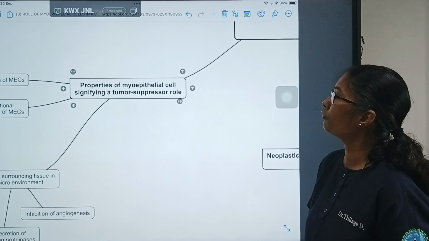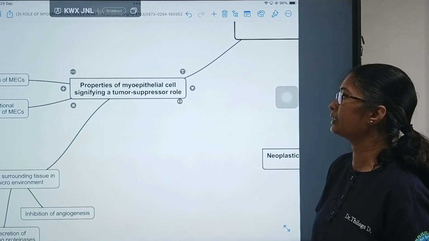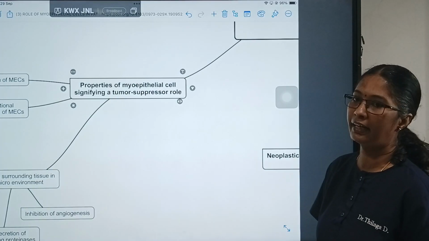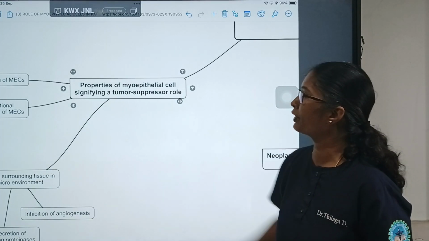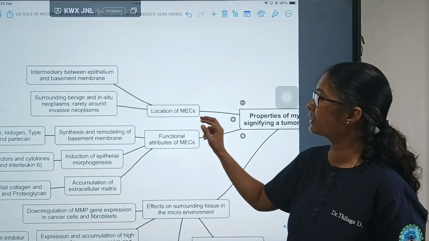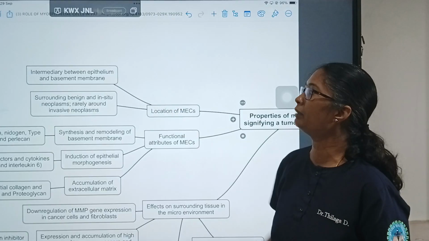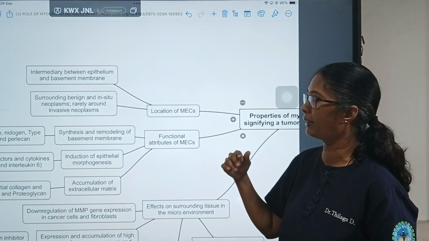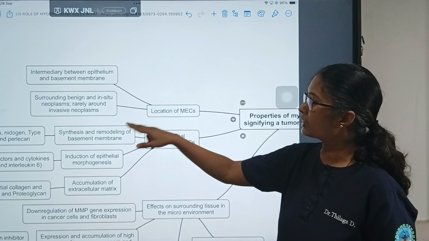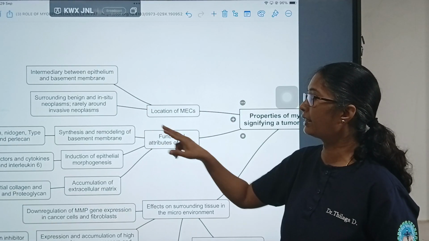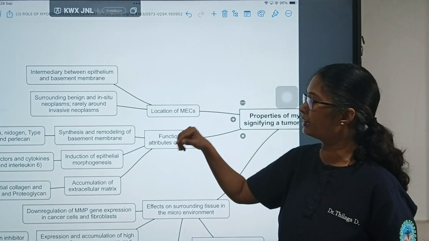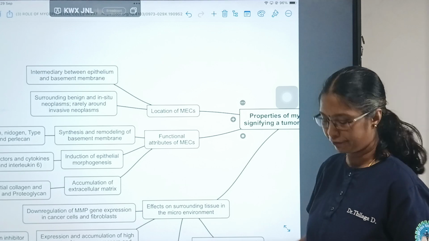What are the properties of myoepithelial cells signifying a tumor suppressor role? In the last seminar, I talked about the function of myoepithelial cells, where I stated the tumor suppressor role. In detail, if we see the location of myoepithelial cells, it is intermediary between the epithelium, the acinar cell epithelium, and the basement membrane. They surround benign and in situ neoplasms, as I mentioned earlier, and are rarely found around invasive neoplasms.